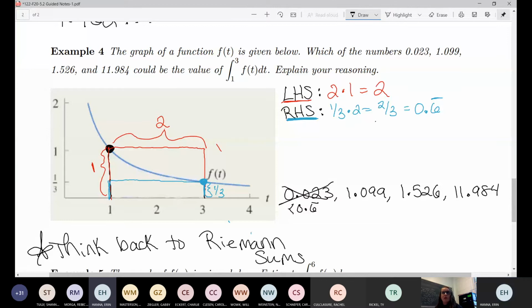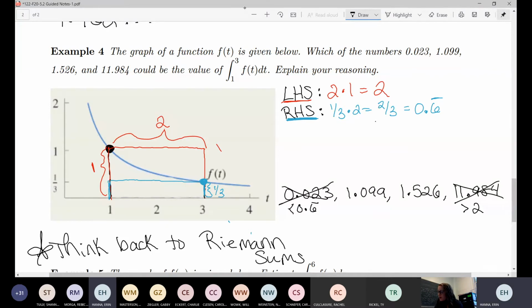That's too low. That's lower than our underestimate. And it can't be 11.984 because that's greater than 2. So that's larger than our overestimate. So we're kind of down between these two here, 1.099 and 1.526. Now, in general, saying that both of them might be an option would be good, but let's try to figure out which one might be the better option between the two.